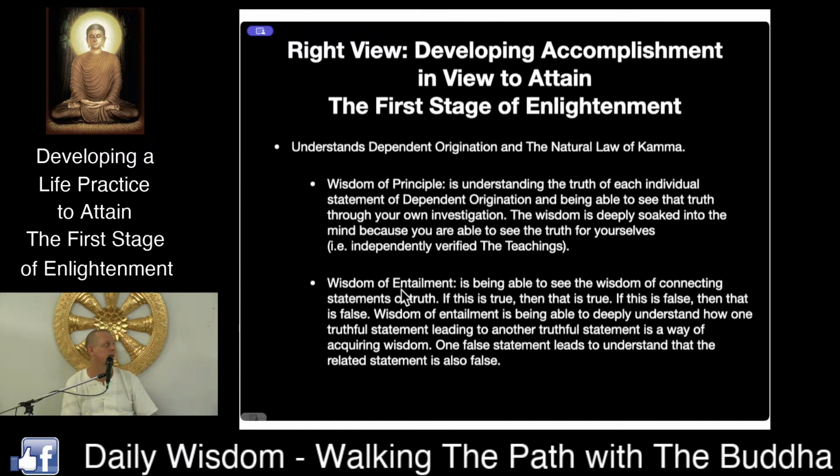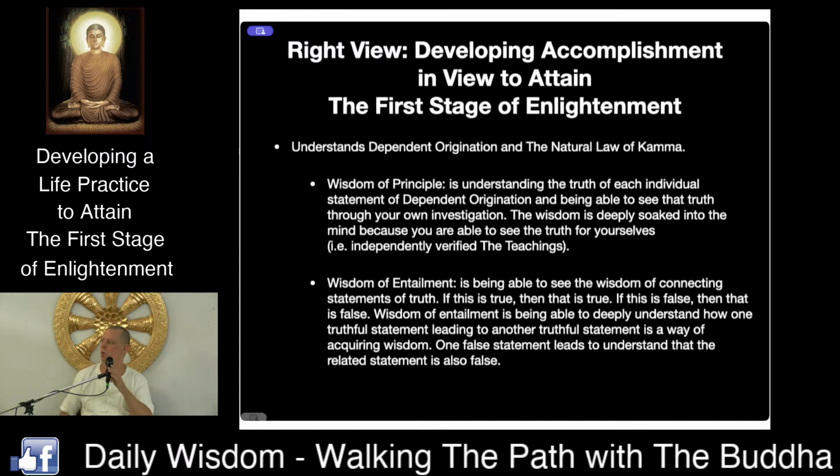Wisdom of entailment is understanding how one thing leads to another, that then leads to another, that then leads to another. It's understanding this connection between this cause and condition leads to this result. So by understanding dependent origination and the natural law of karma, you will start to develop what's called the wisdom of principle and the wisdom of entailment. You'll be able to see this cause and effect, or action and result, as it relates to dependent origination and as it relates to the natural law of karma.